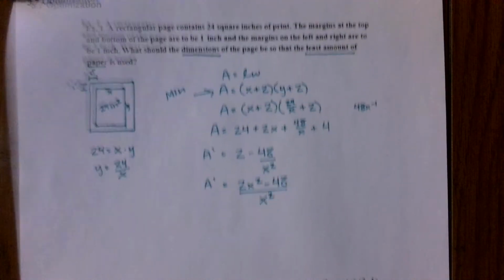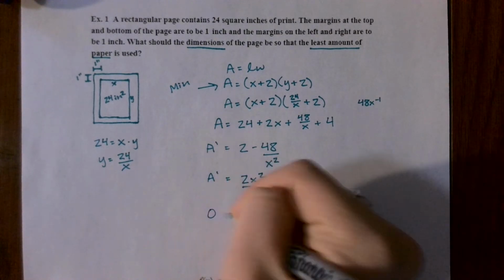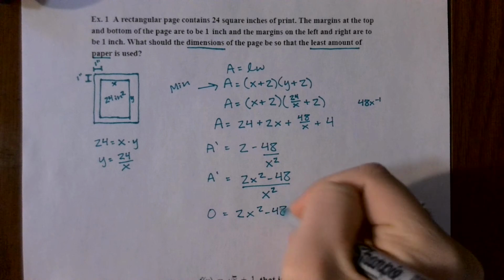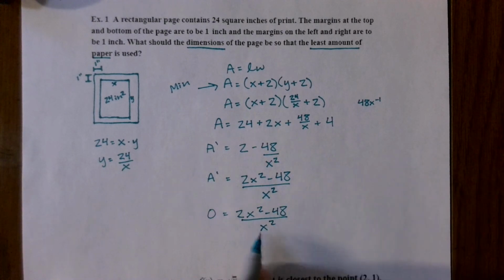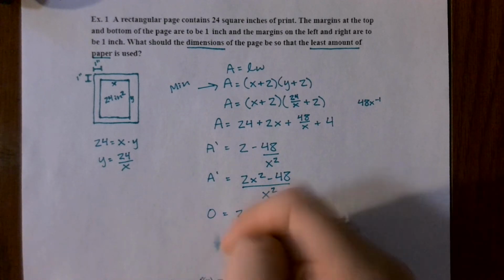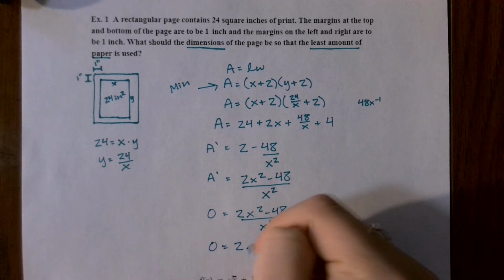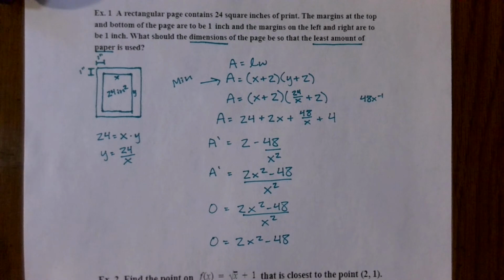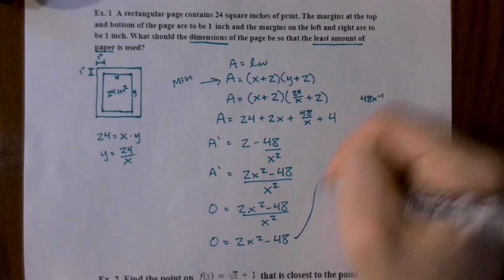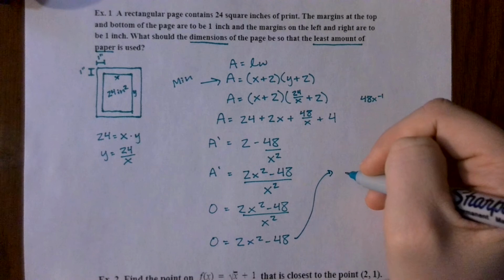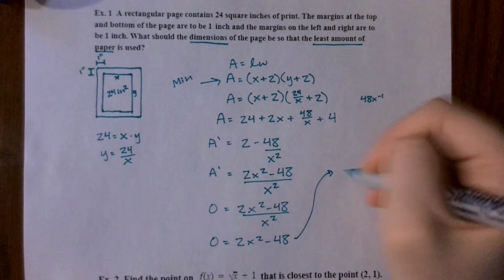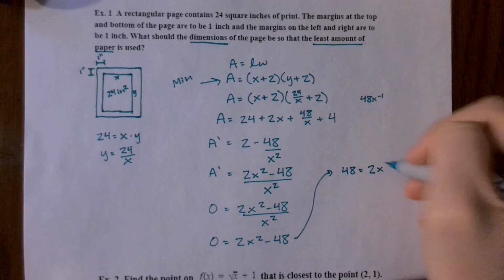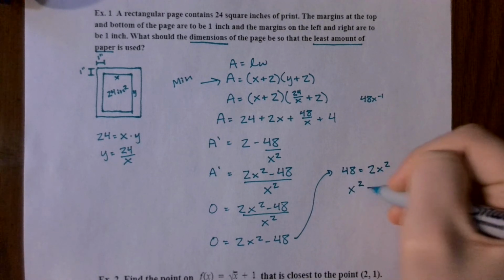And now when I set that a prime equal to 0, I only have to worry about the numerator, because when I cross multiply, that x squared is going to go away. Making sure I have enough steps here. So let's see, we won't factor anything out. We'll get our 48 to the other side, as we could factor if we were just really wanting to. Dividing both sides by 2.